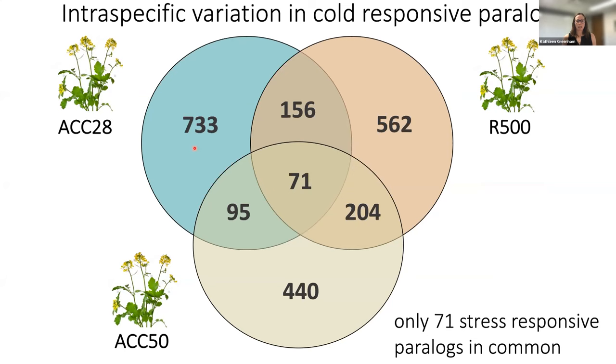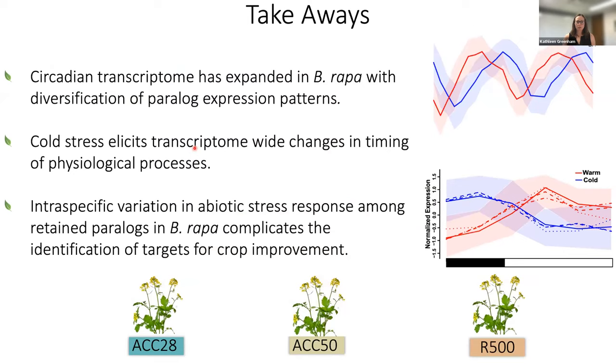So just to summarize what I've told you today, following that duplication in Brassica rapa, we see there's been an expansion of the circadian network. And this has really also led to diversification of paralog expression patterns. And this just would not have been captured had we not taken that kind of time course approach to analyze these gene expression profiles. In response to cold, we see large-scale rewiring of the network with very time-of-day specific changes in expression, leading to certain biological processes that are being altered at certain times of day.